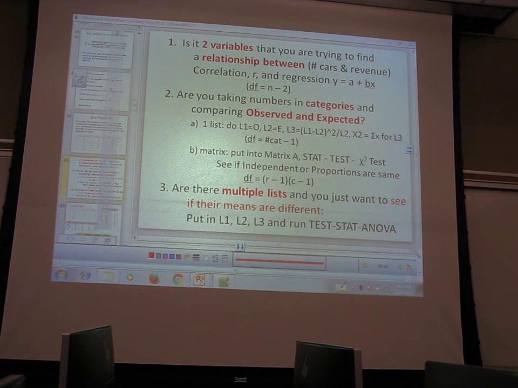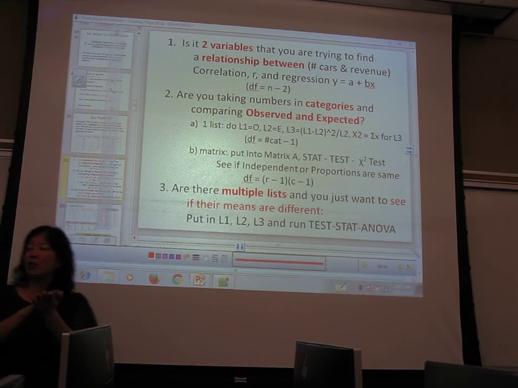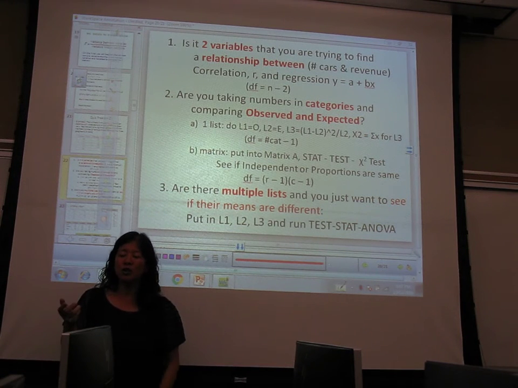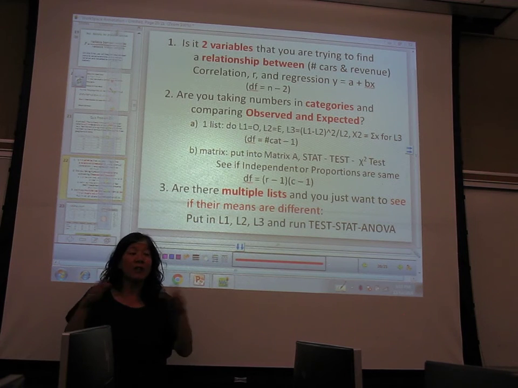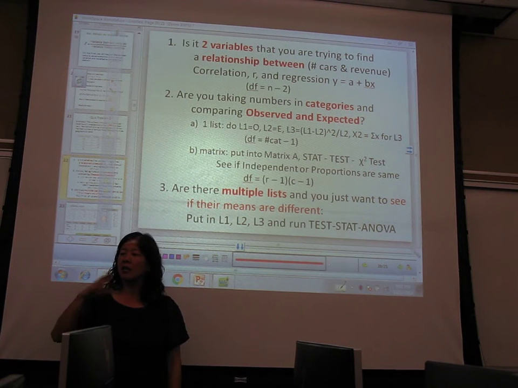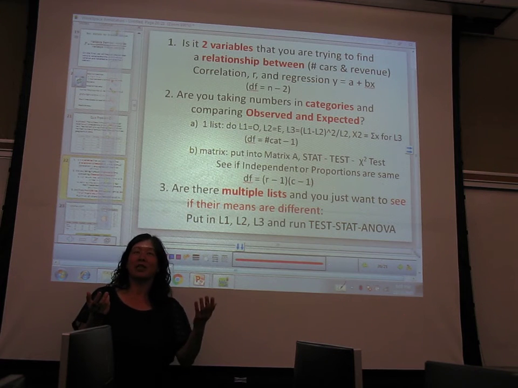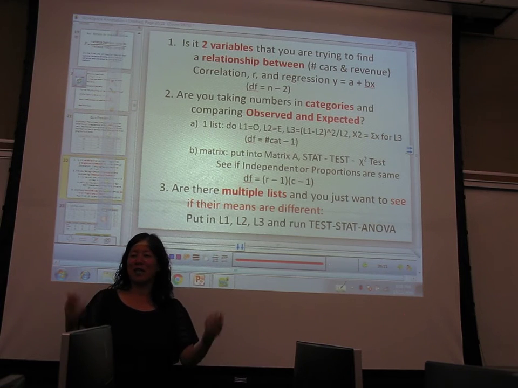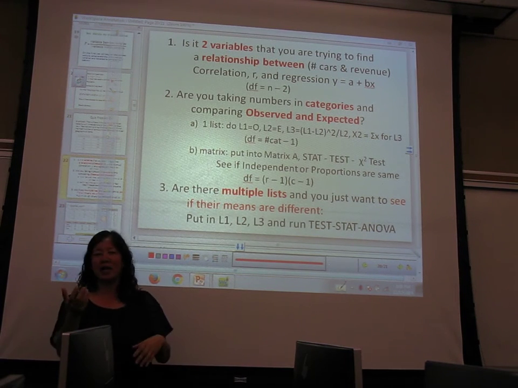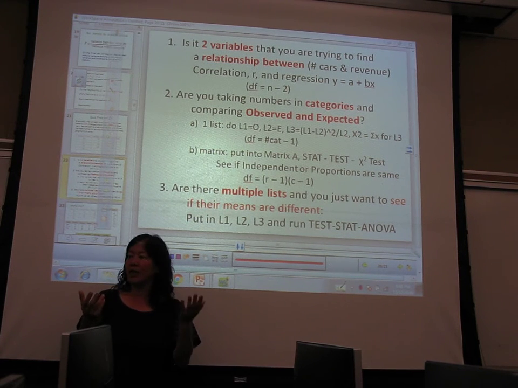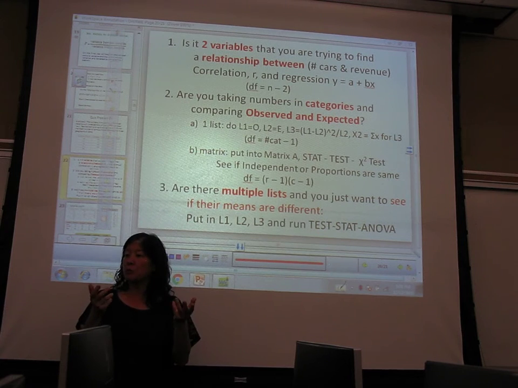The very first question is: is it two different variables? In other words, not orange and red. Those are different categories of the same variable. You understand what I'm saying? But two different variables, like casino size and revenue. We did that one, right? Or amount of drug and reaction time. We did that one also. So two different variables.